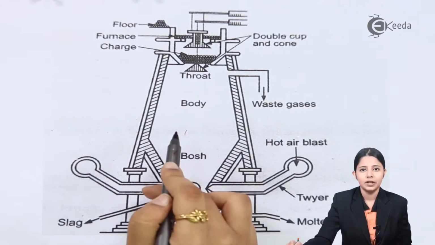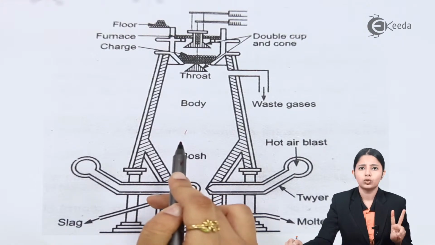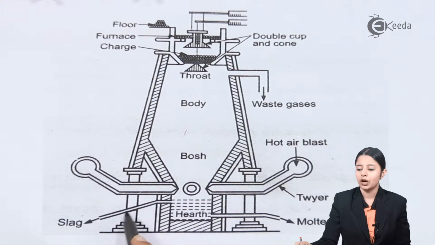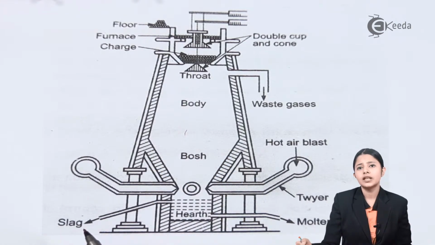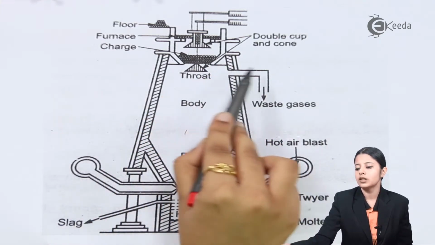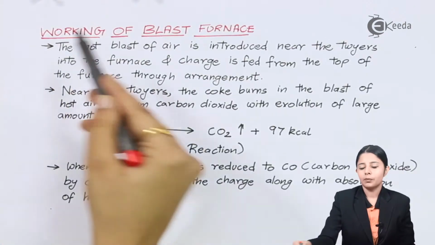Whatever reactions happen lead to a lot of waste. This waste is of two types. If the waste is solid or liquid, it will form slag and it will come down through the bottom. If the waste is gaseous, then we have a separate pipe over here. This outlet will let out all the waste gases. Working of the blast furnace.